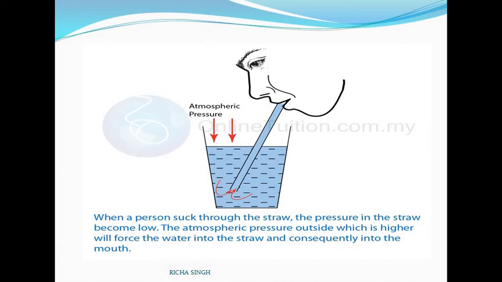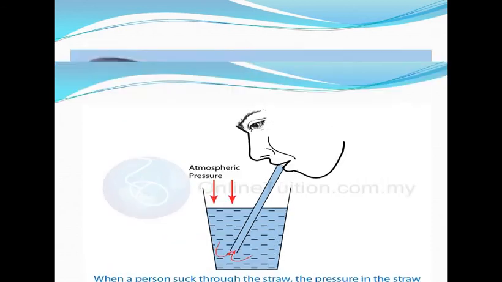Some more examples: how is a person able to suck through a straw? The pressure becomes low at the top, and what will happen? The atmospheric pressure from outside, which is higher, will force the water into the straw, and consequently it reaches the mouth. So here also atmospheric pressure is at work.